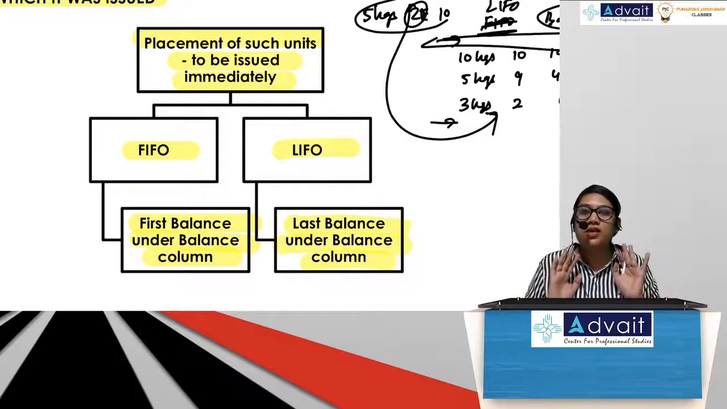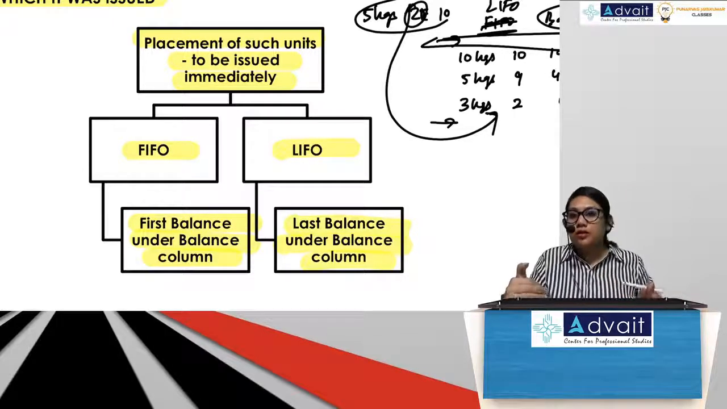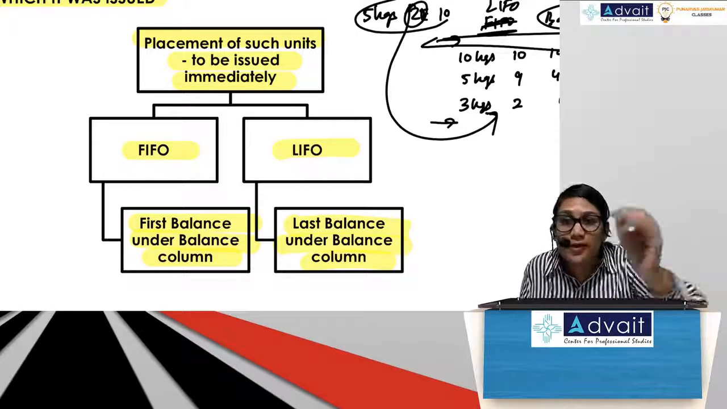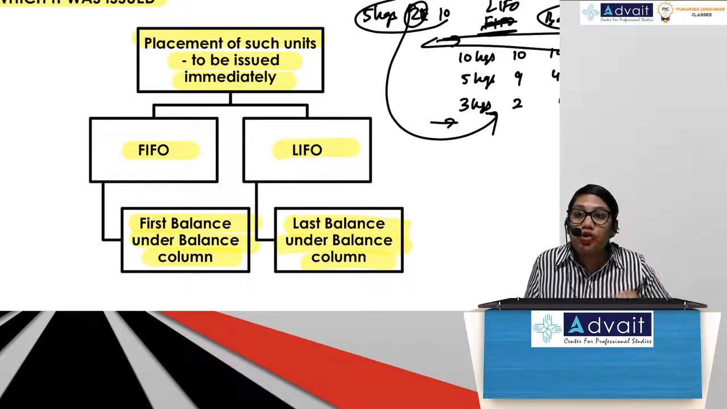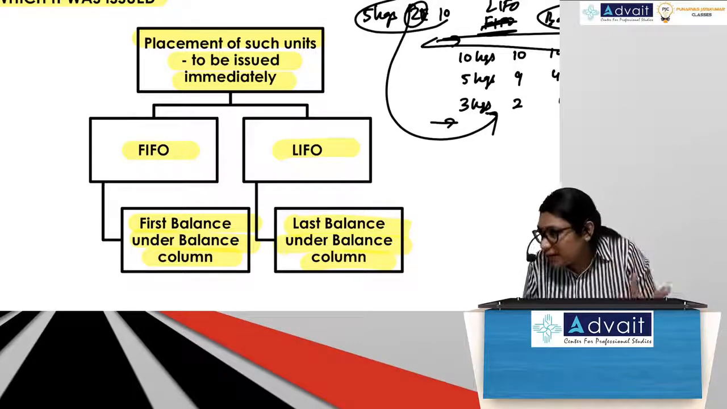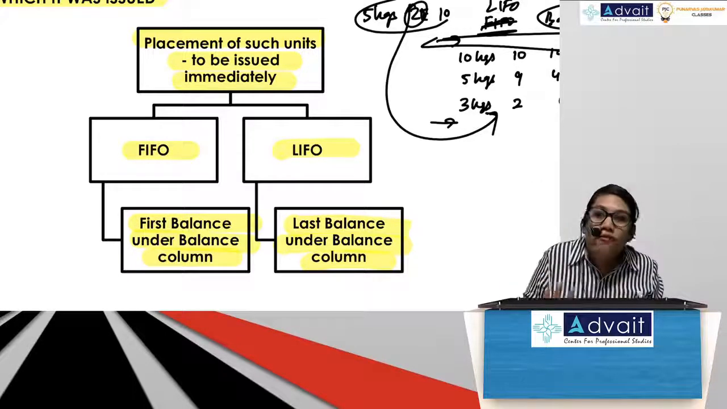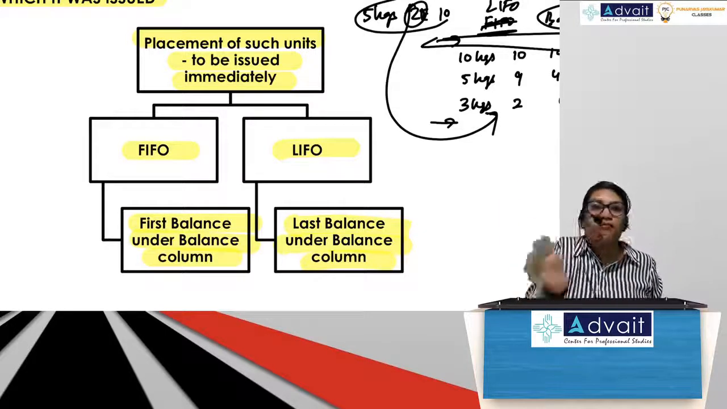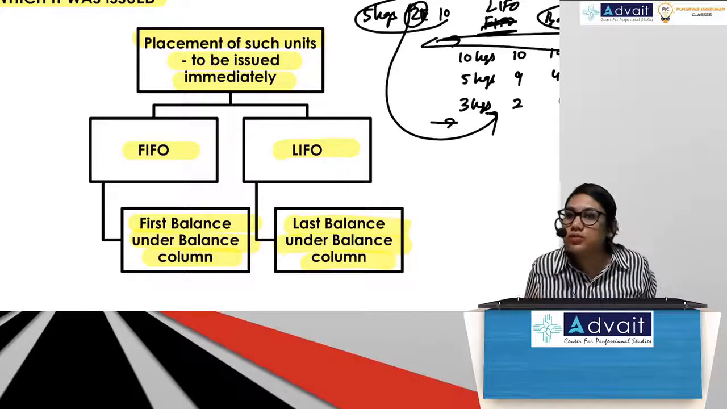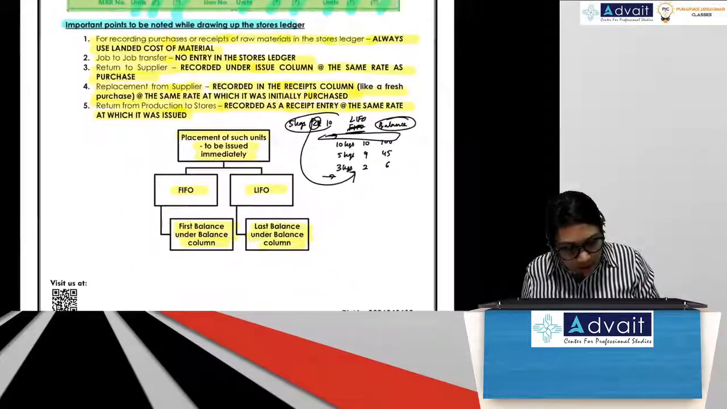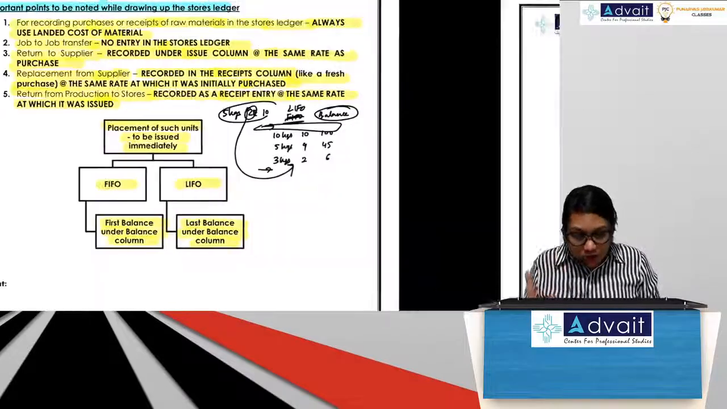Guys, did you all understand? So the thumb rule is, because this was returned, which means this was already issued before, but now the production department has returned it, which means now my duty is to get rid of that material ASAP. If I'm following FIFO, it will come in the first balance. If I'm following LIFO, it will come in the last balance. Okay? Everybody? Okay.